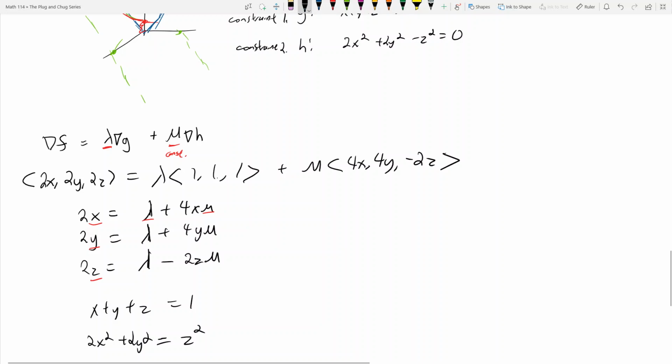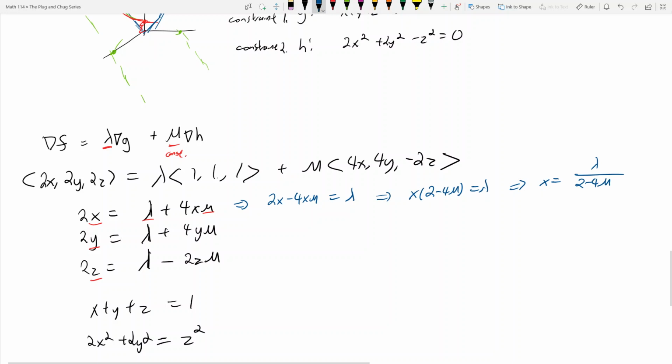This is a little difficult, so what's a good way to solve the system? Usually, it's a good idea to find what x, y, and z are going to be in terms of other variables. So for example, how do I find what x is going to be? Well, let's subtract 4x mu from both sides. I get 2x minus 4x mu is equal to lambda, right? And now, if I factor out an x from the left-hand side, I get x times 2 minus 4 mu is equal to lambda. And then I get x is equal to lambda divided by 2 minus 4 mu, right?